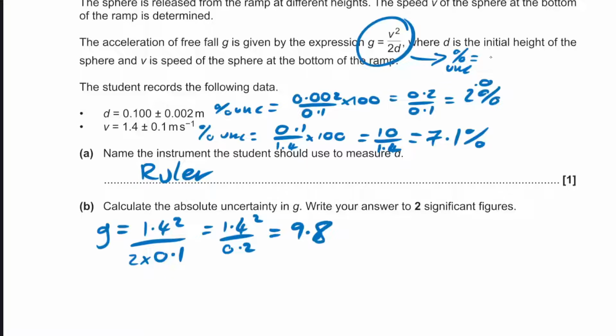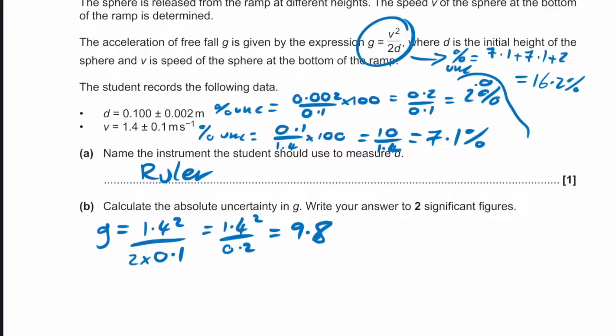So therefore we need to double that. So it's going to be 7.1 plus 7.1. And then we need to add on the percentage uncertainty in D as well, which is 2. So therefore that's going to give us 14.2, 16.2%. Okay, are we sounding about right here? Yeah, there we go. Cool. So we'll go with 16%.